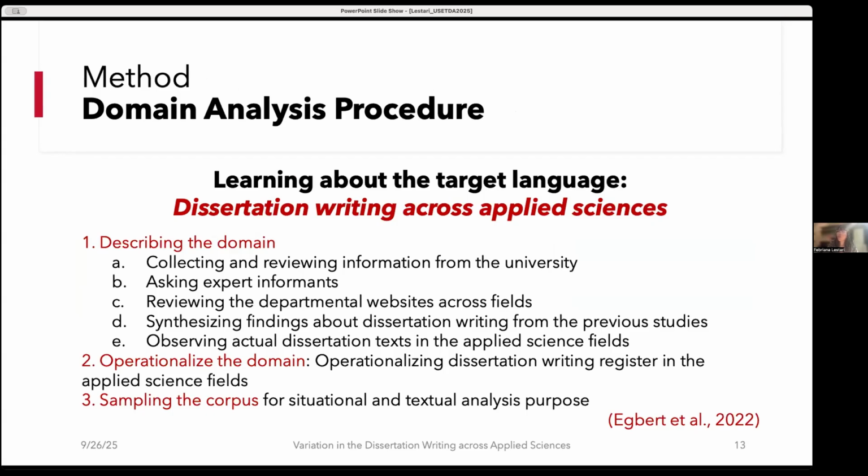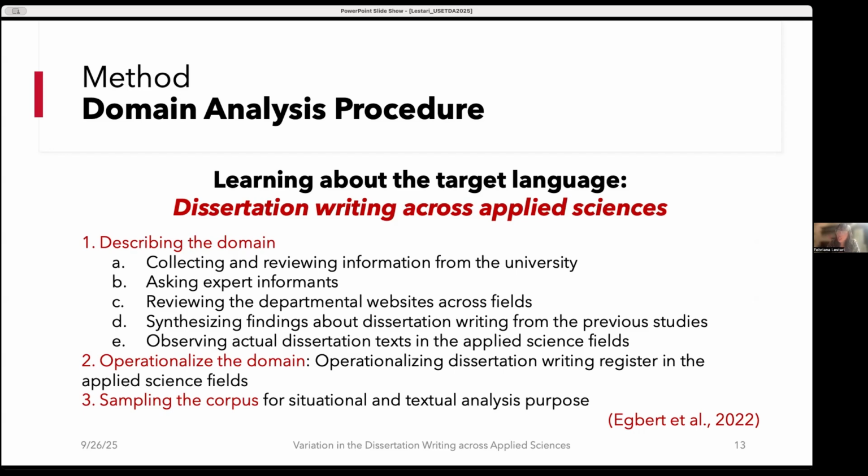So the goal of the domain analysis is to learn about my target language. The target language here is dissertation writing across applied sciences, and I look at one institution. Some steps to do the domain analysis: I collected and reviewed information from the university website. I had communication with some professors across fields. I reviewed the departmental websites across fields, and I also synthesized the findings about dissertation writing from several previous studies, and I observed the actual dissertation texts in the applied science fields.